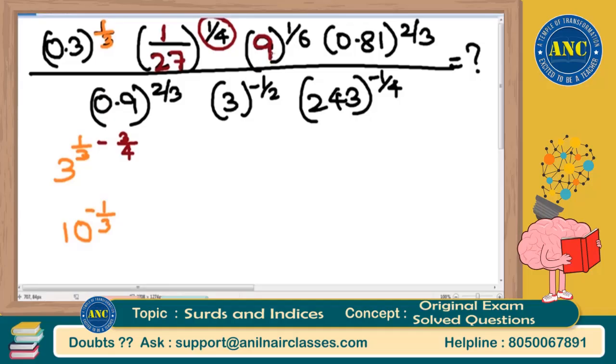This is 9 power 1 by 6. 3 square to the power of 1 by 6. So it is 3 power 2 by 6. 3 power 2 by 6 is nothing but 3 power 1 by 3, right, it is 1 by 3.